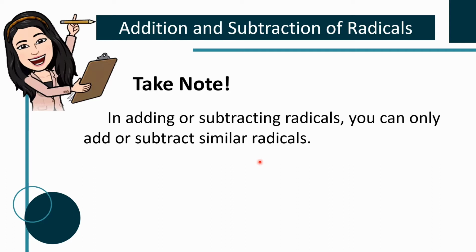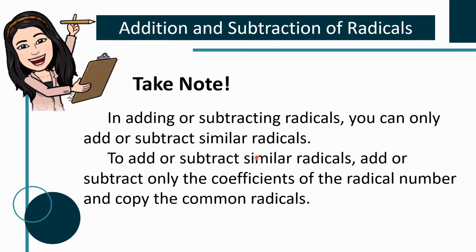So, how are we going to do it? To add or subtract similar radicals, we only have to add or subtract their coefficients, yung numerical coefficients ng ating radicals. Yun lamang ang ating i-add. Then, what are we going to do with the radicals? Of course, we only need to copy the common radicals. Kokopyahin lamang si radicals and then i-add or i-subtract yung ating numerical coefficient.